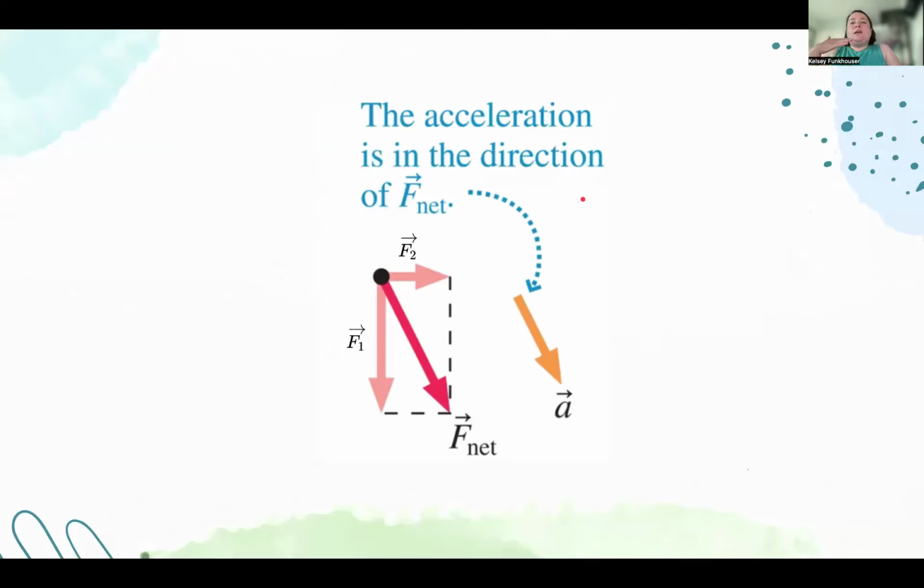So here is an example where we have two forces acting on an object, shown with these faded reds. Force 1 points down, force 2 points to the right. Using vector addition, we can find the net force pointing in this direction. Something to keep in mind is that the acceleration is also in the same direction as the net force. So we have our net force, which means our acceleration also points down and to the right.